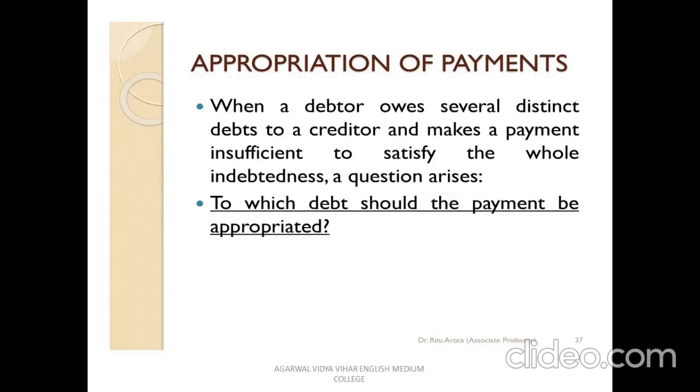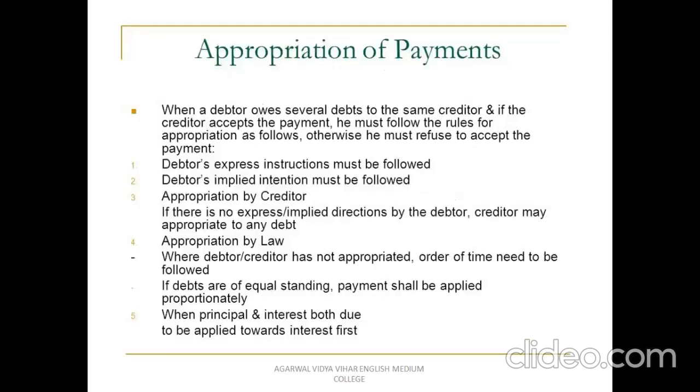In that situation, the question arises: which debt should be settled first and which debt should remain as due? So there are some rules for the appropriation of payment. Clear? The starting line is the same: when the debtor owes several debts to the same creditor. Here, what will be the condition?